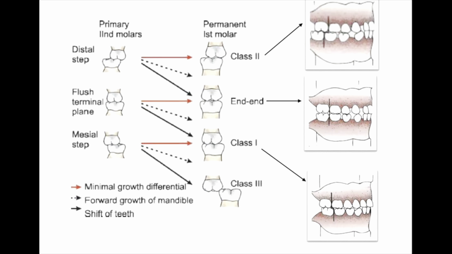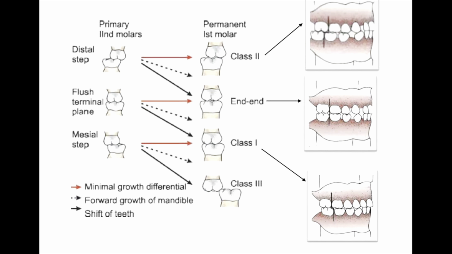There are mainly 3 terminal planes, which are the flush terminal plane, mesial step and distal step. Flush terminal plane. The distal surface of the upper and lower second molars are in the same vertical plane. It may transition into class 1 or class 2 molar relationship.